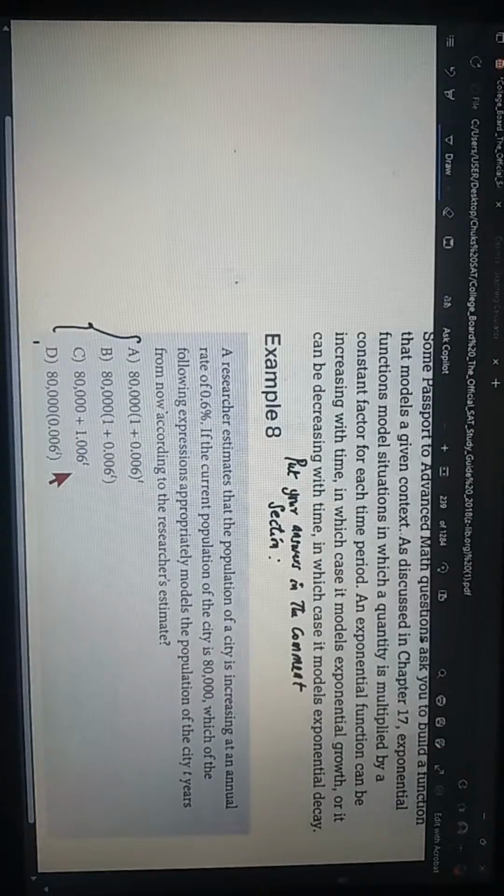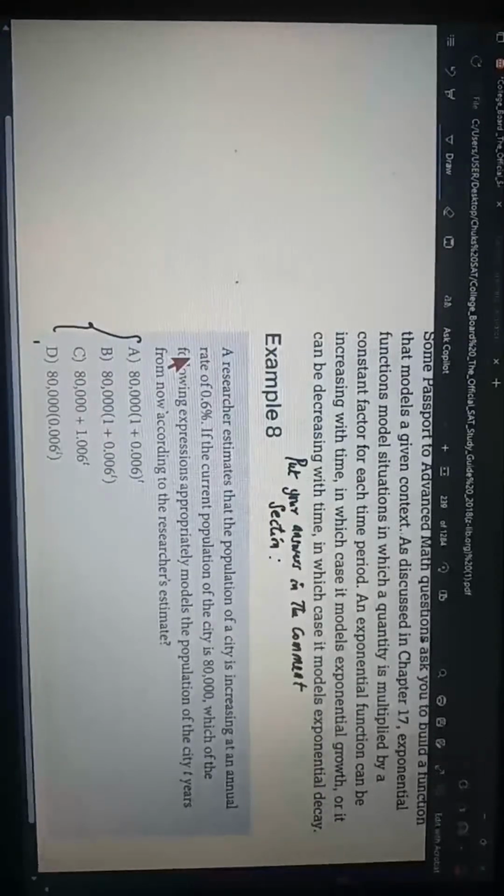All right, so I think I've spoken so much about that. Let's just go right into this problem and see what the answer would be for example 8. So this question, I'll read through the question and then thereafter we'll see what the answer is.